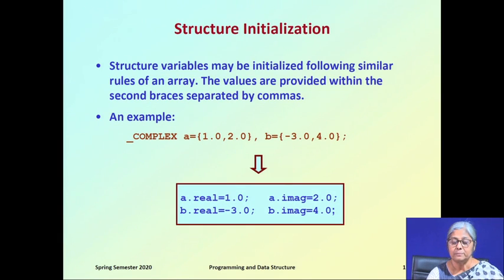Now, in a similar way we can initialize our new data type. Say a and b are declared as the complex data type. It has two parts, the first is the real part, the second is the imaginary part. That means a is 1.0 plus 2.0j, and b is minus 3.0 plus 4.0j. So, it is written like that: a.real is 1.0, b.real is minus 3.0, and similarly for the imaginary part.